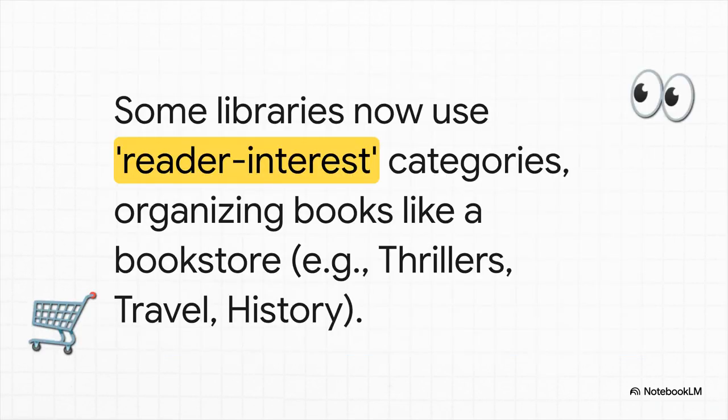And the story doesn't end there. The debate is still very much alive. Some libraries, especially public ones, are starting to move away from these complex systems altogether. They're adopting what are called reader interest classifications, organizing their shelves more like a bookstore, with simple, intuitive categories like thrillers, history, or travel. It's a fascinating shift that really prioritizes casual browsing over that deep systematic organization.